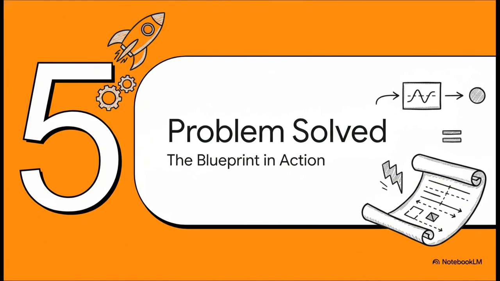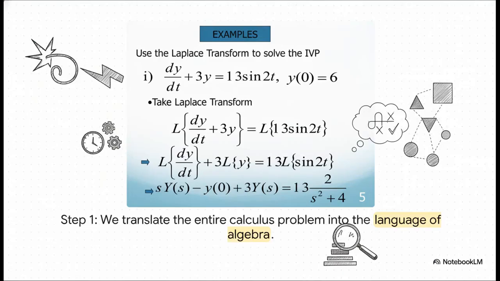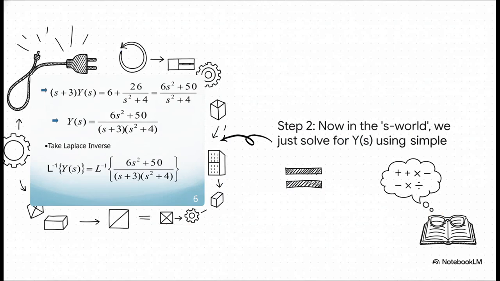All right, now for the really fun part. Let's put our blueprint to the test. We're going to take a real initial value problem and watch the calculus literally just melt away. So here's our problem. We're going to hit every single piece of it with the Laplace transform. The derivative, dy/dt, bam, that becomes sY(s) minus y(0). The 3y term, that just becomes 3Y(s). And that 13 sine of 2t on the other side, it has its own known transform we can just look up in a table. And just like that, poof, the calculus is gone, it's all algebra now. See? Now we're on easy street. The heavy lifting is over.